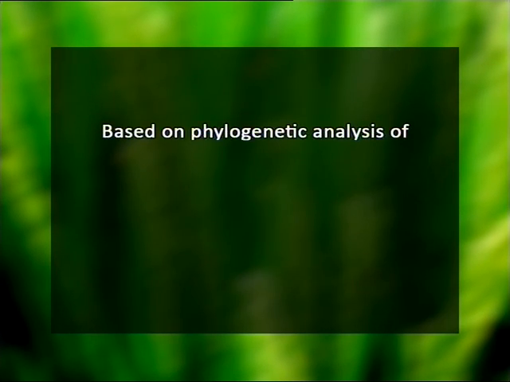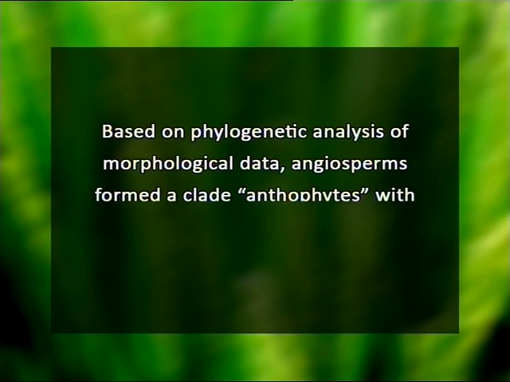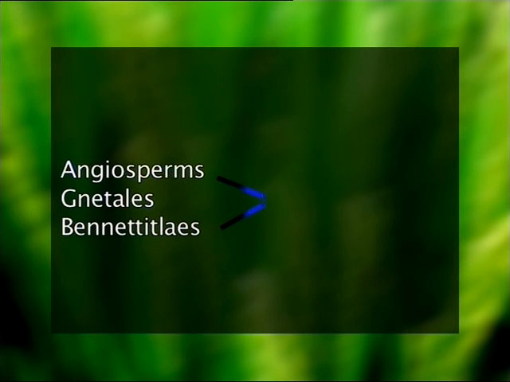Based on the phylogenetic analysis of morphological data, it was concluded that angiosperms formed a clade, a monophyletic group, with Gnetales on one side and Bennettitales on the other side. This group, both angiosperms and Gnetales and Bennettitales together, was referred to as anthophytes. This name anthophyte was in relation to the flower-like reproductive structures.